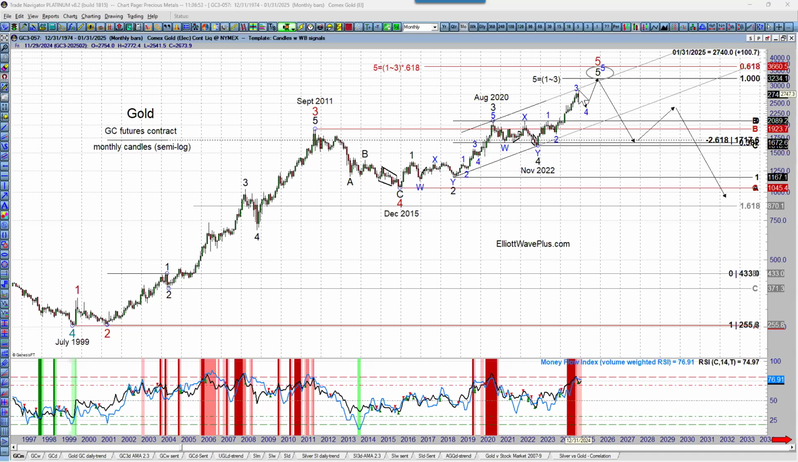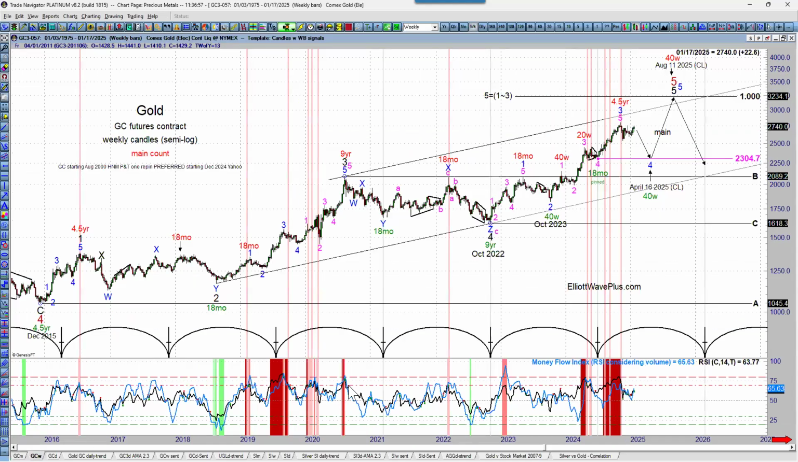1, 2, 3 is finished, and looking for a wave 4. So looking for this wave 4 to occur between now and mid-April. And then the fifth wave up, according to the current Hurst, would take us up through August.